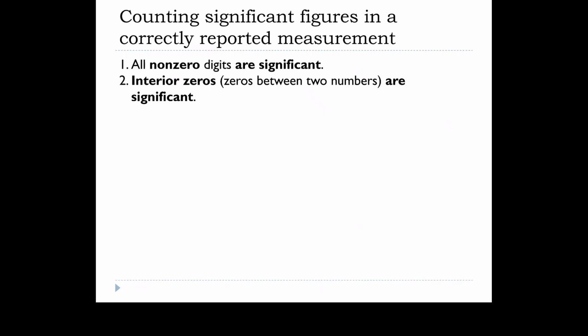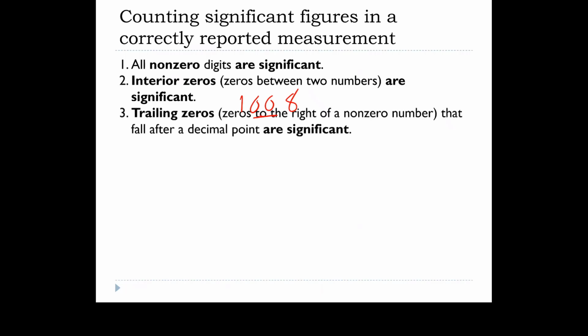So if I have the number 1008, all of those zeros would be significant because they're between two other numbers, right? So these count. Trailing zeros after a decimal point. These count. So something like 3.100. Those zeros count. Okay?